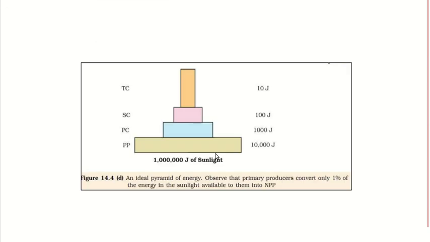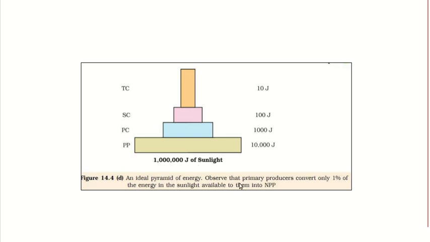And an ideal pyramid of energy, it is an upright pyramid. Here you can remember the 10% law. The sunlight is nearly 10 lakh joules, then 10% of it is 10,000 joules for primary producers. Primary consumer will have 1000 joules, 10% of that, the secondary consumer will get 100 joules of energy. Tertiary consumer gets only 10 joules of energy.